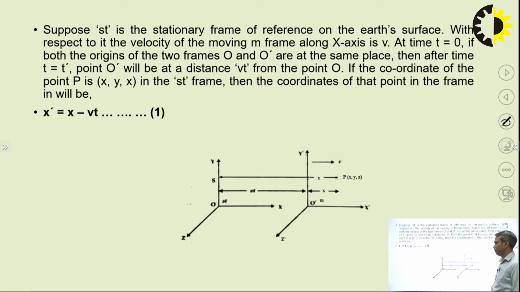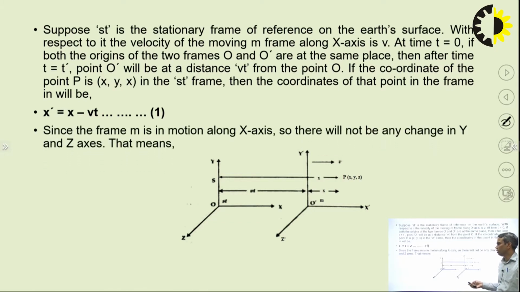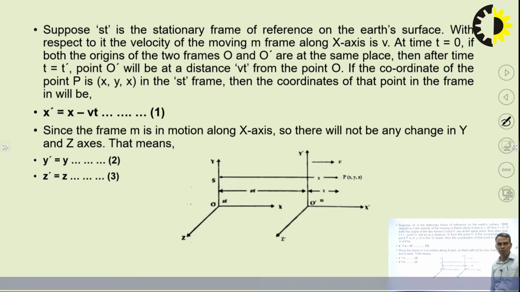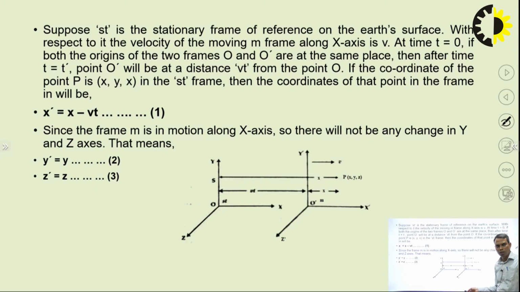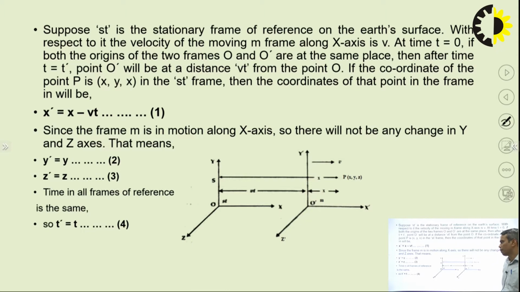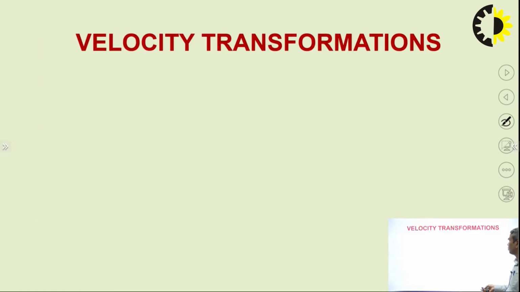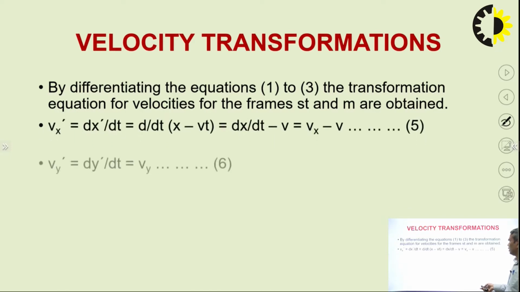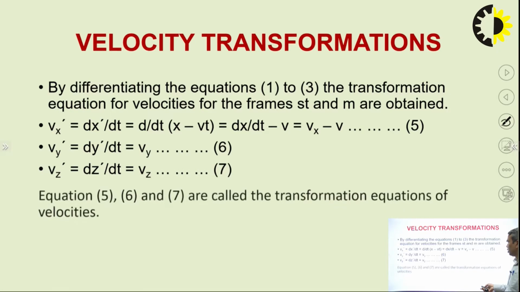at any time t. So, this is the first Galilean transformation, and y prime is equal to y and z prime is equal to z. These three equations are known as the Galilean space transformation, and the fourth one is t prime is equal to t. So, equations 1, 2, 3 and 4 are known as the space-time Galilean transformation. This was the position coordinate transformation.